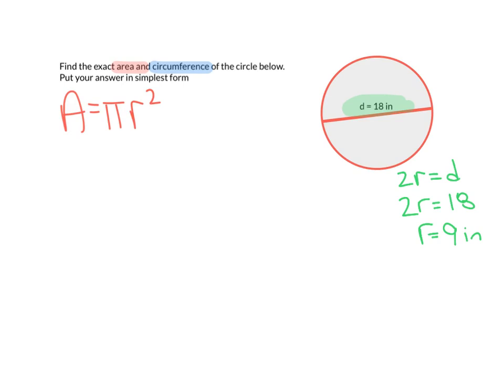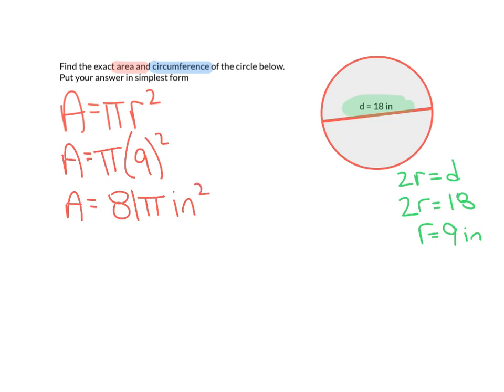So when I go back to my area formula, I'm going to say area equals pi times 9 squared. Don't put the 18 in. The 18 is the diameter. We don't need the diameter, we need the radius. So we had to cut that 18 in half. Now we can simplify. 9 squared, or 9 times 9, is 81. Since they want the exact area, we're going to leave it in terms of pi, meaning we're not going to multiply by 3.14 or hit the pi button on the calculator. There's no rounding. So we have 81 pi inches squared.